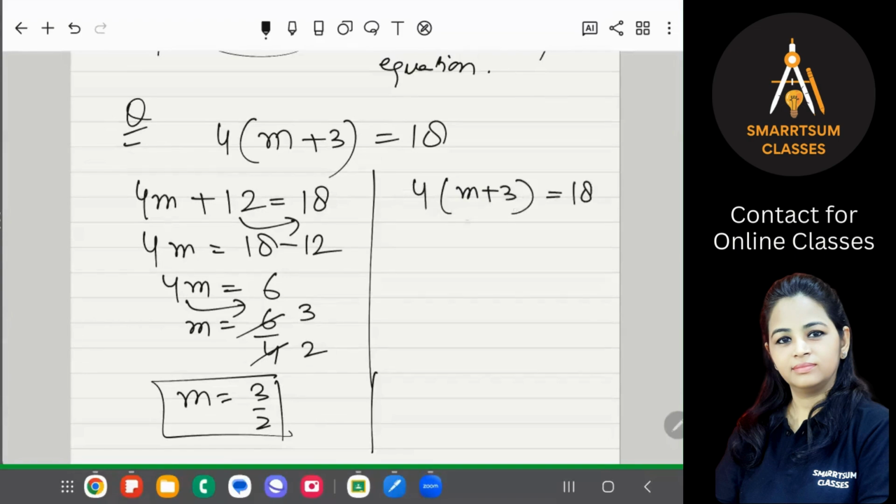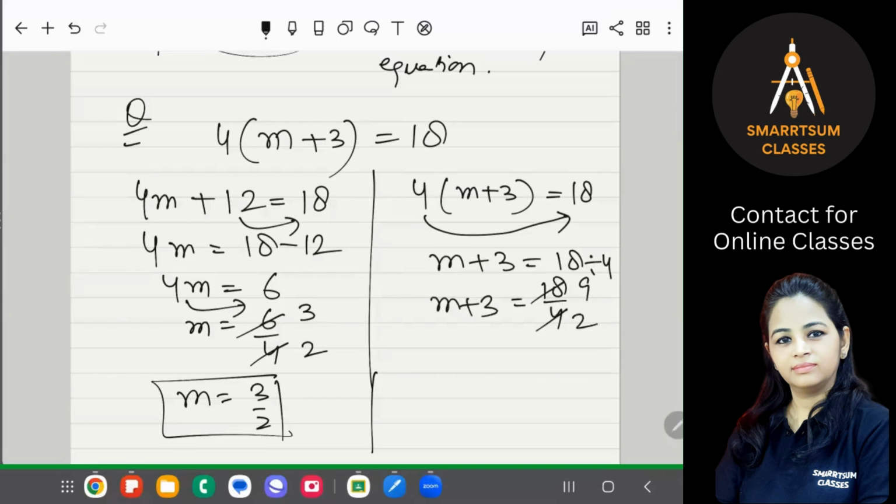Another way, what you can do is, you can take the 4 directly to the other side. Okay? Because 4 is in multiplication, you can directly take it to the other side. So it will become m plus 3 is equal to 18 divided by 4. Right? 18 by 4 is what? 2 nines are 18, so 9 by 2, right? m plus 3 is equal to 9 by 2. Now you can take 3 to the other side. It will go in subtraction. So m is equal to 9 by 2 minus 3.